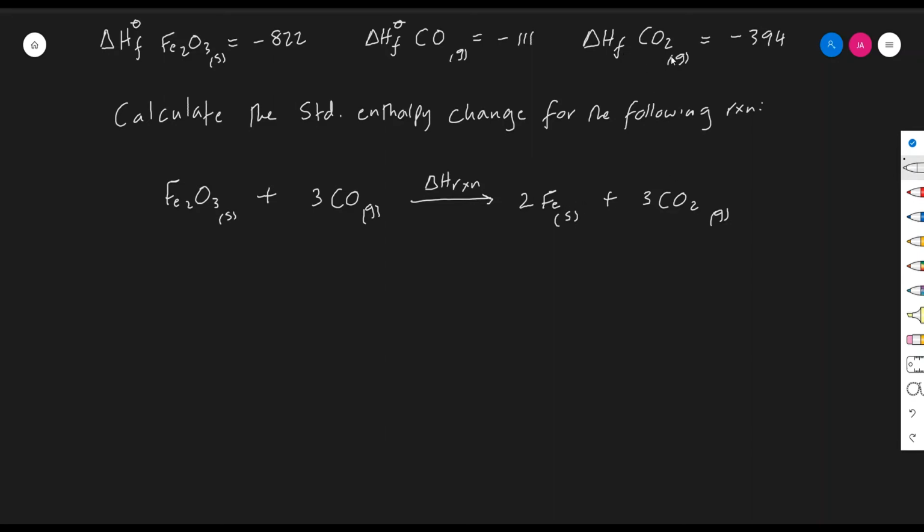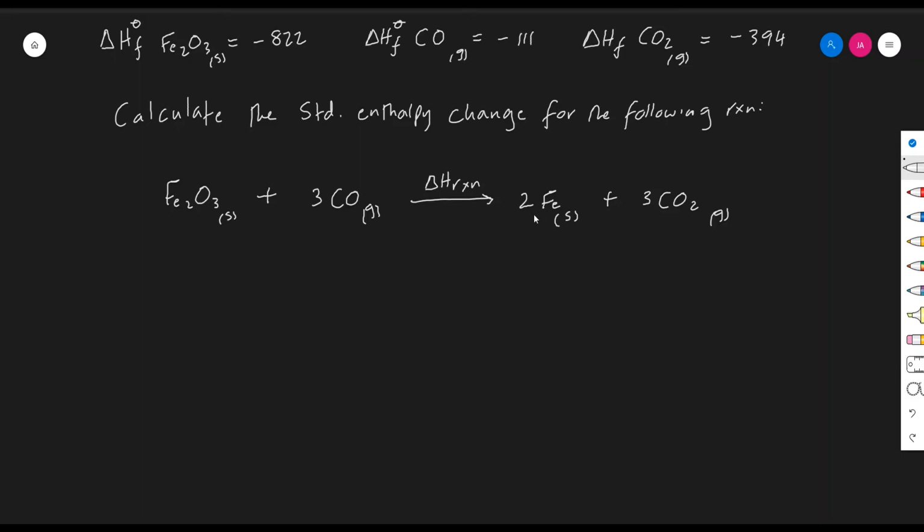I'm given the enthalpy change of formation of CO2 gas per mole, which is negative 394 kilojoules, which is a product here. I'm not given the enthalpy change of formation of iron solid here. This is due to iron solid being in its standard state, and as stated in the previous videos, the enthalpy change of formation of an element is equal to 0. Thus, this element has no enthalpy change of formation to form it from its elements. Thus, it would be 0.